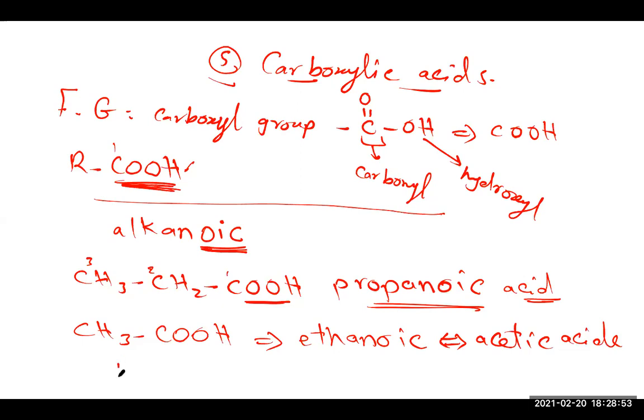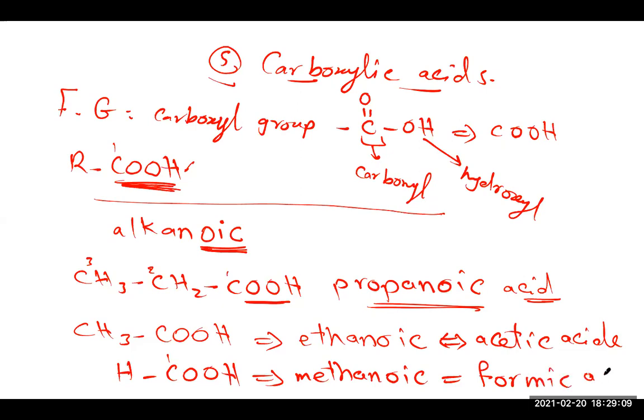And we have the simplest one, HCOOH. This one only contains 1 carbon. It means it comes from meth. So it will be methanoic acid. And also it has a common name, which is formic acid. So when you see the COOH, it means this one is a carboxylic acid. You only need to add the ending OIC to the alkane, so it will be propanoic acid or ethanoic acid or methanoic acid.